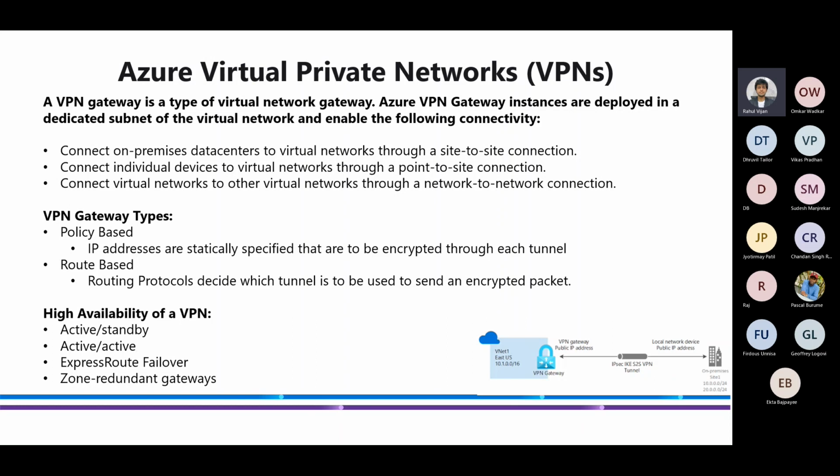Then there are individual devices. For example, there is only one PC that you want to connect to Azure to work, or send data, or do anything. That can be called a point-to-site communication. Since there is only one PC, it is called a point, and your whole setup in Azure is taken as a site. Then you connect virtual networks to other virtual networks through a network-to-network connection. This is different from site-to-site in a way, because it is kind of similar, but there is a small criterion.